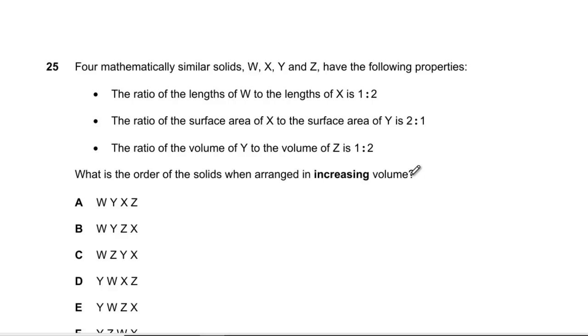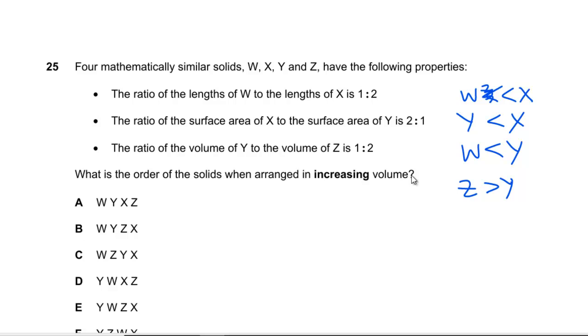For mathematically similar solids, W, X, Y, and Z have the following properties. We've got ratio lengths, areas, and volumes. What's the order of the solids arranged in increasing volume? Right, so we've got, well, X is bigger than W. We've got that X is bigger than Y, okay, but it's much more bigger than W than Y. So Y is bigger than W, and then we've got that Z is bigger than Y.